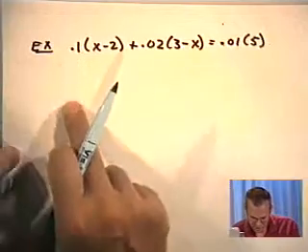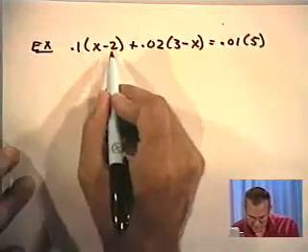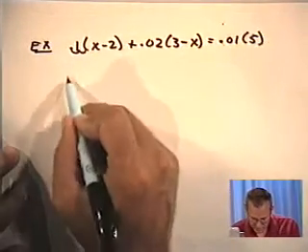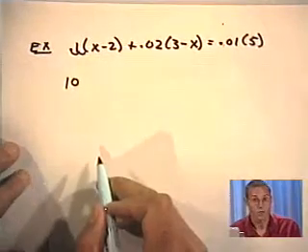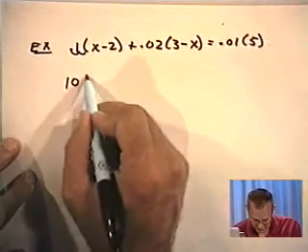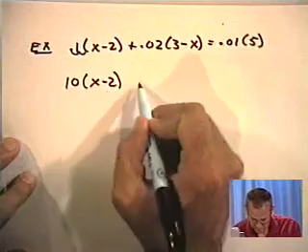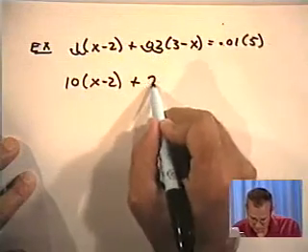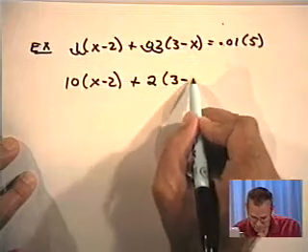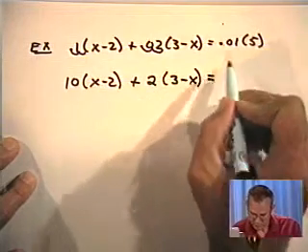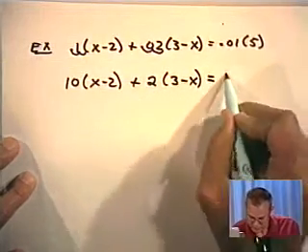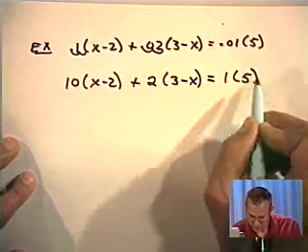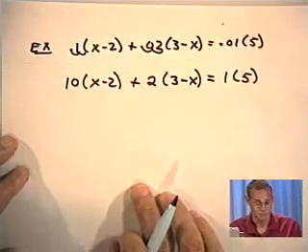Now, I'm just going to do that here. Multiplying this term by 100 moves my decimal over 2 spots, so I get a 10 here. Multiplying this by 100 moves it 2 over. It just gives me a 2. And multiplying this one by 100 gets rid of the decimal and gives me a 1.